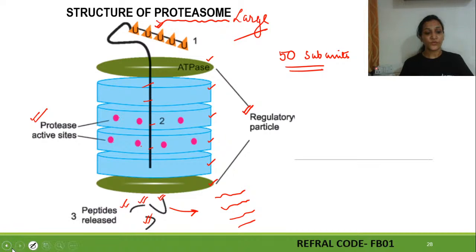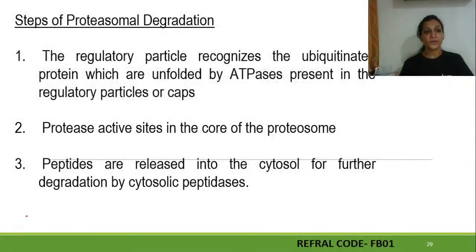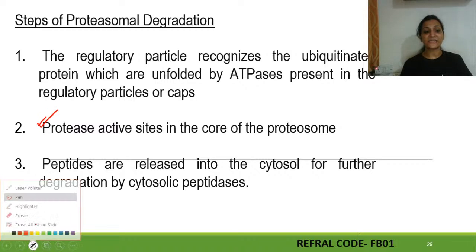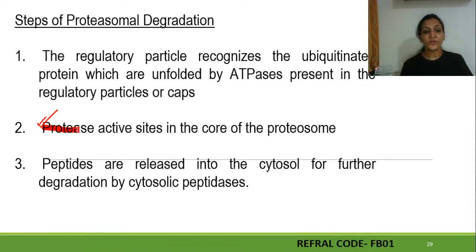Fine. Let's move further. So what are these steps? We have just discussed these steps, so just have a quick revision. The regulatory particle recognizes the ubiquitinated protein, which is unfolded by the ATPase present in the regulatory particles or caps. We just saw how the regulatory particles have ATPase activity and they will recognize and engulf the protein which is misfolded, and when it has engulfed it, it has the protease active site inside itself which will perform the further degradation.